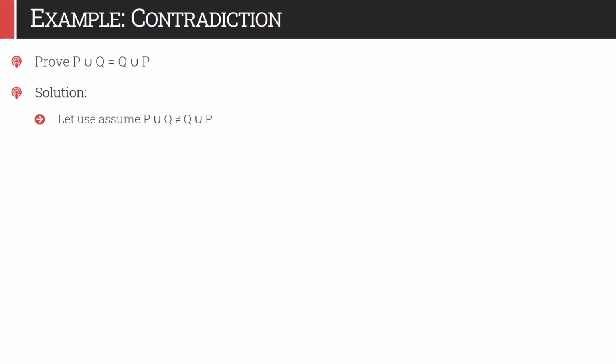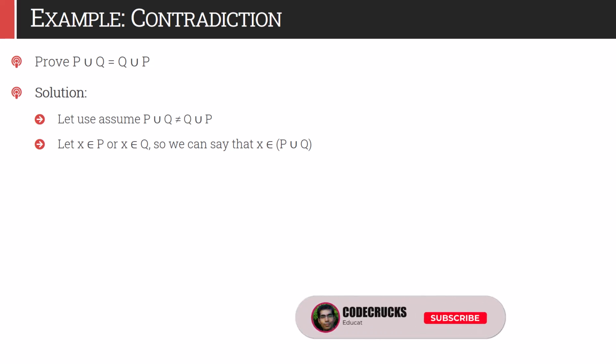So let us start with the contradiction, that we will assume that P union Q is not the same as Q union P. Let X belong to P or X belong to Q. So we can say that X belongs to either P or Q. Right? That is obviously because that is what the definition of union says, that if X is in either of the sets, then it is definitely a member of the union of them.